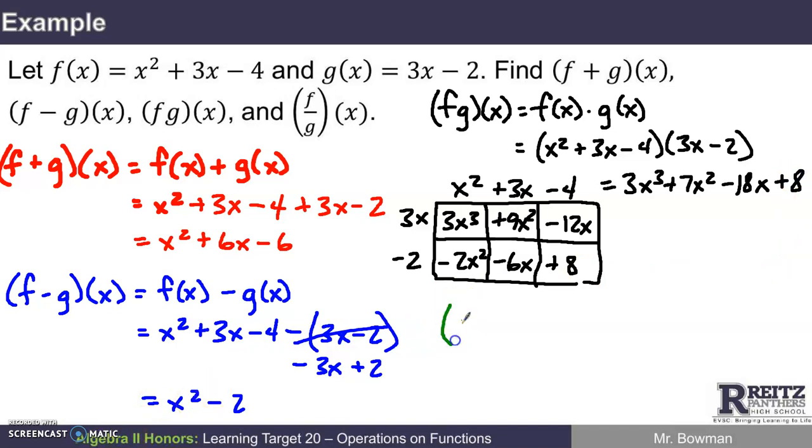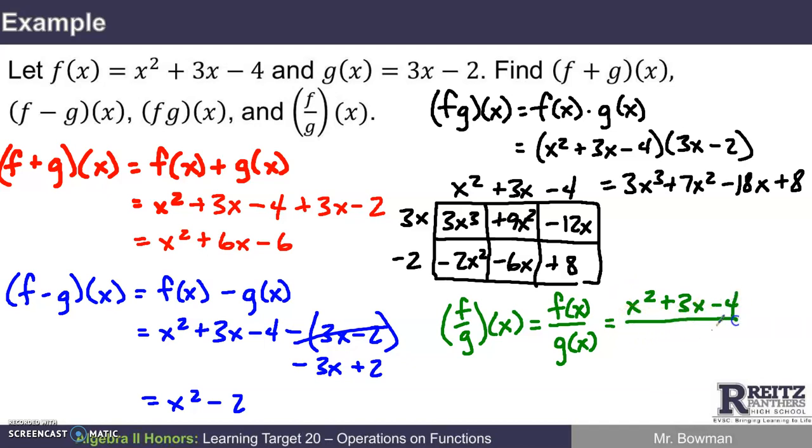Finally, let's do f divided by g. And that's just simply whatever f of x is divided by whatever g of x is. So that's going to be x squared plus 3x minus 4, all divided by 3x minus 2.